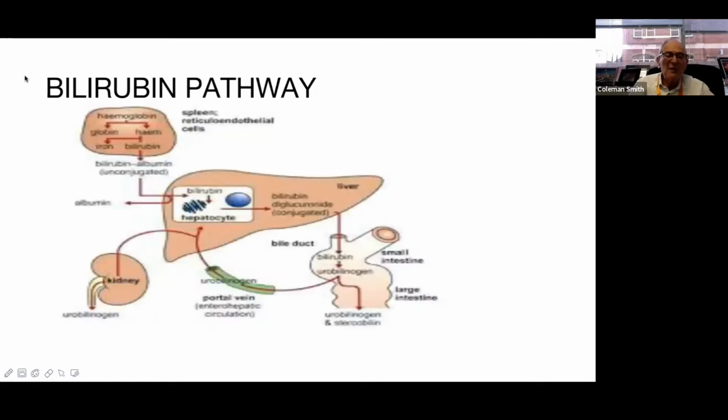I've got a little diagram here. I don't know if it projects very well, but over here are the reticuloendothelial cells, particularly in the spleen.